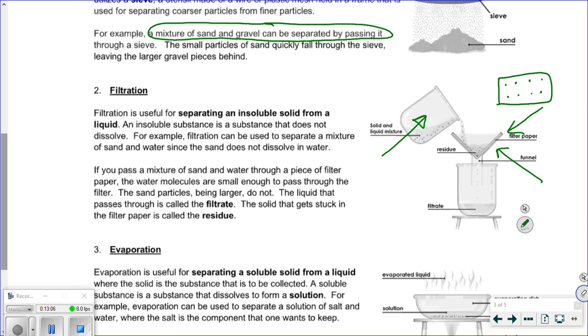So if you pass a mixture of sand and water through a piece of filter paper, the water molecules are small enough to go through, but the sand particles are too large, so they're not going to go through. Now, the liquid that goes through is called the filtrate. The solid that gets stuck, we usually call a residue.